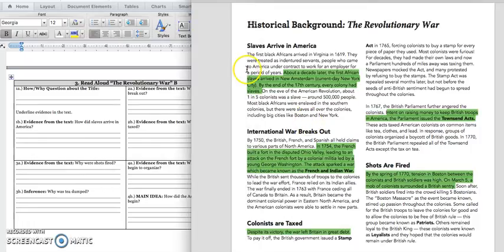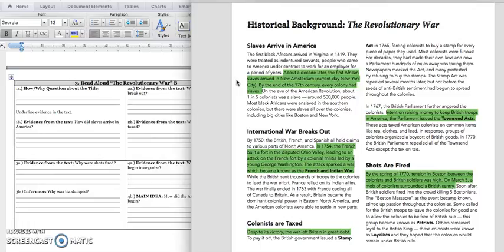We're at Slaves Arrive in America. The first black Africans arrived in Virginia in 1619. They were treated as indentured servants, people who came to America under contract to work for an employer for a period of years. About a decade later, the first African slaves arrived in New Amsterdam, current-day New York City.